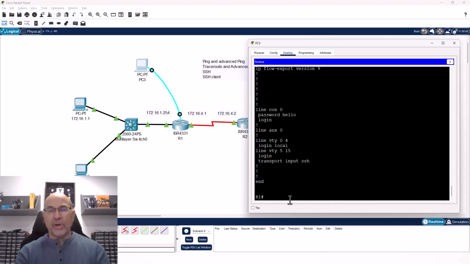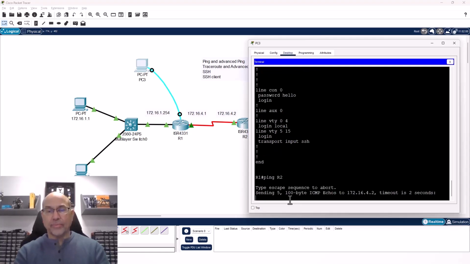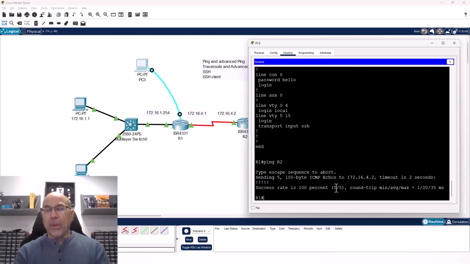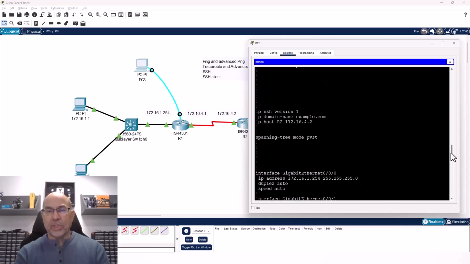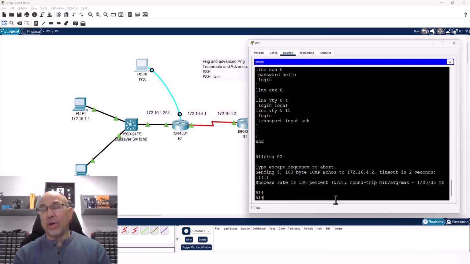Now before I leave here, I said that we could do a ping. Now if I just ping R2, okay, we get this success rate, and what it's actually doing is pinging r2.example.com, which is this definition that I made up here. Okay? All right. Well, that is our reminder about all of the logins.